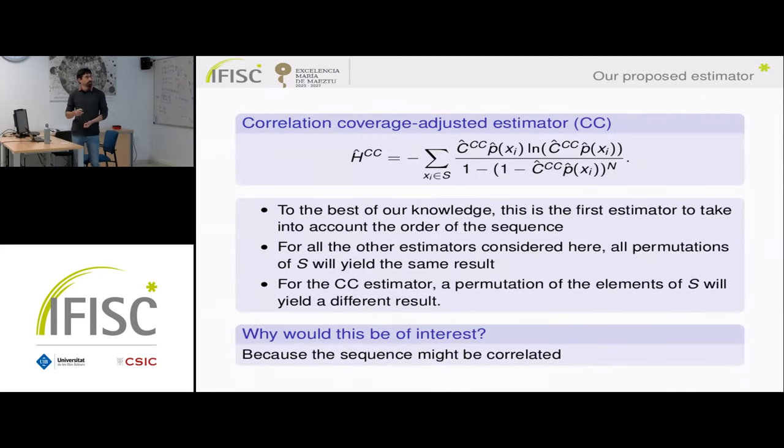If we plot everything together, I mean, the corrected probabilities and the Horvitz-Thompson estimator, this is our proposed estimator. And what is new or interesting about this is that, to the best of our knowledge, this is the first estimator that takes into account the order in which the elements appear in the sequence. For all other estimators I showed you before, a permutation of the sequence will yield the same result because they only count the number of times each element appears in the sequence. On the other hand, for our estimator, a permutation of the sequence might give a different result.